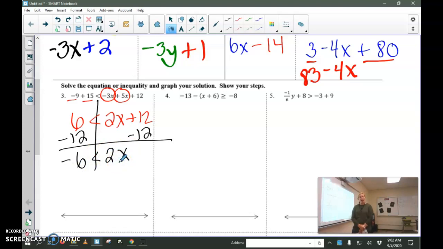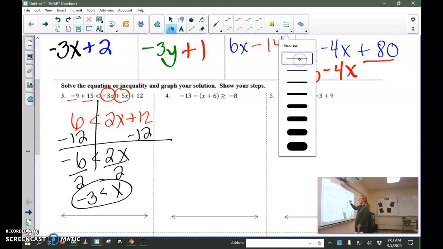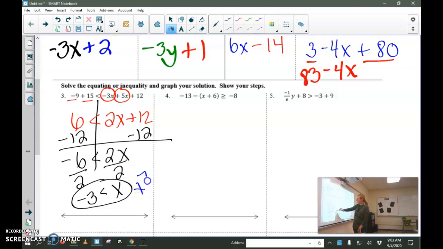I have 2 times x, so I'm going to use the inverse operation, division, and divide both sides by 2. I'm dividing by a positive number, so I'm going to keep the sign as is. And 2 divided by 2 gives me 1x. So my final answer is that negative 3 is less than x. Or if you don't like your variable written on that side, this is equivalent to x being greater than negative 3. It means the same thing.